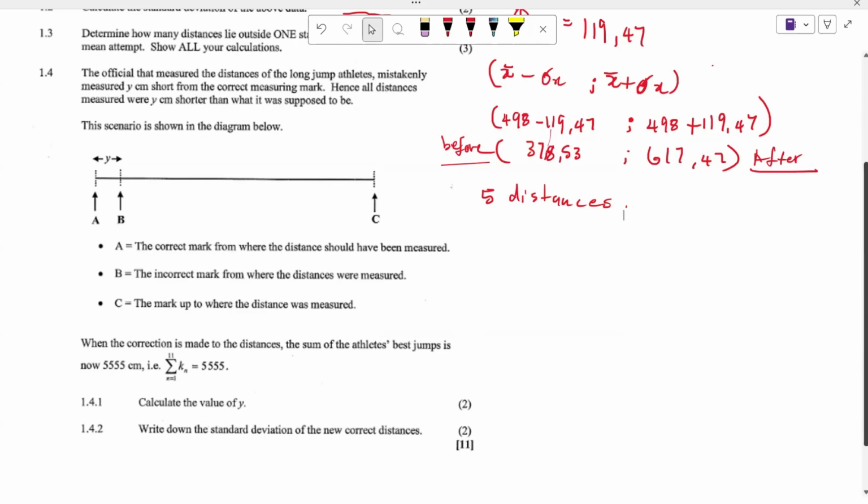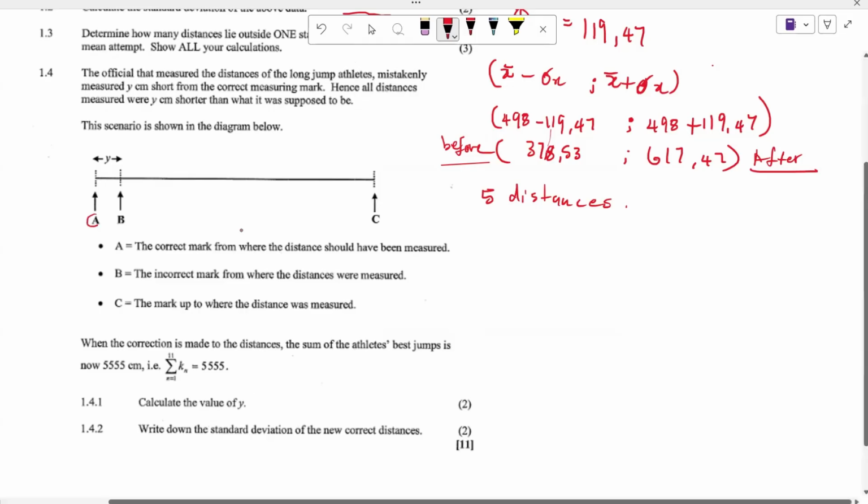Altogether, they are saying the officials that were measuring the distance of the long jump athletes made a mistake. Basically, they measured distance y shorter from the correct one, which means probably they moved whatever measuring tape they were supposed to use a little bit further than where they were supposed to start. I think that's what they are showing us here. Now, what are you having here? They say the correct mark from where the distance should have been measured is A.